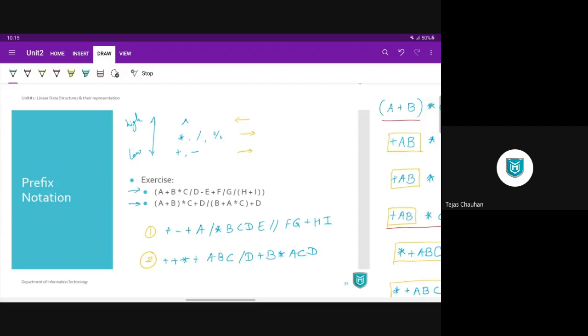But don't hesitate. If you have any query or doubt or question, you can ask. But these are important topics: infix to prefix and infix to postfix conversions. Your exam, most of the times exams have at least one question from this topic.